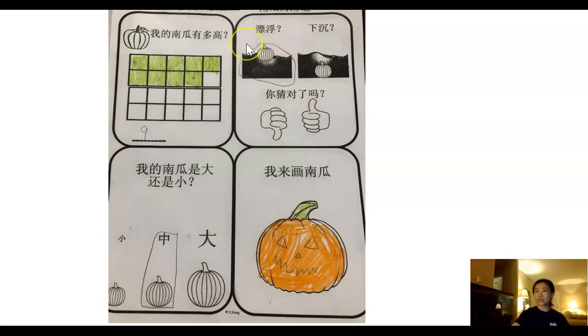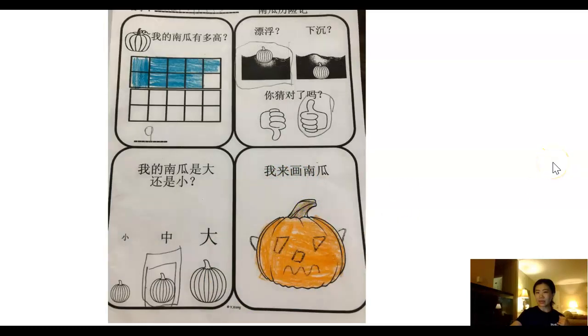Then you choose 浮还是沉, float or sink. From the lab part, we see 浮. So the pumpkin floats. 你猜对了吗？You choose, did you guess right, correct, or wrong? The last part of this activity is to draw the pumpkin you have seen during the activity.